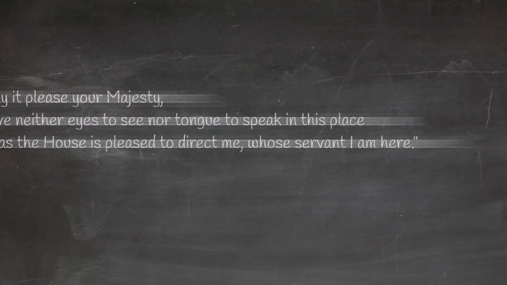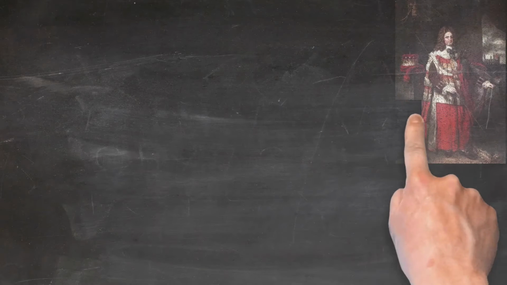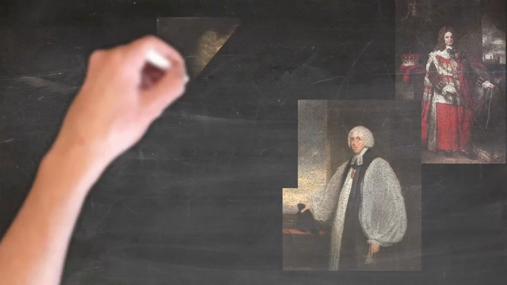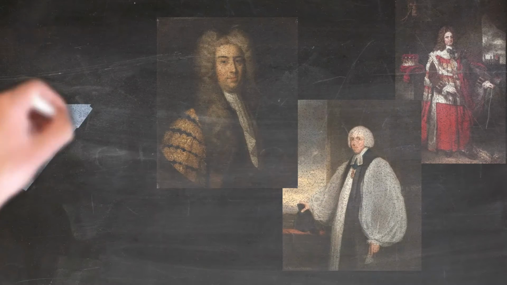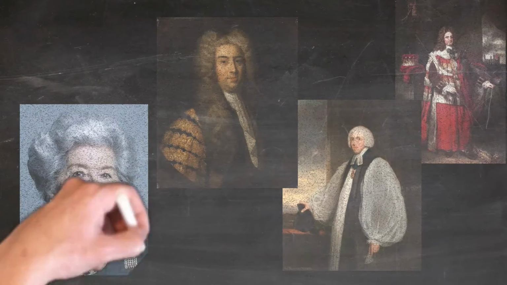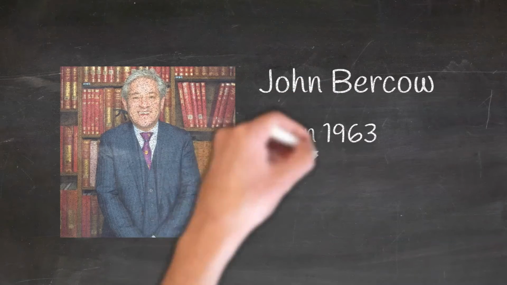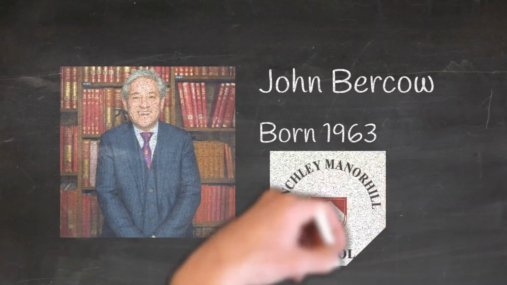Some of the most important speakers of all times have been Peter de la Mare, William Lenthal, Robert Harley, Arthur Onslow, Charles Manners Sutton, and Betty Boothroyd. Now, who has been the speaker for the last 10 years? John Bercow was born in the year 1963 to Jewish parents.